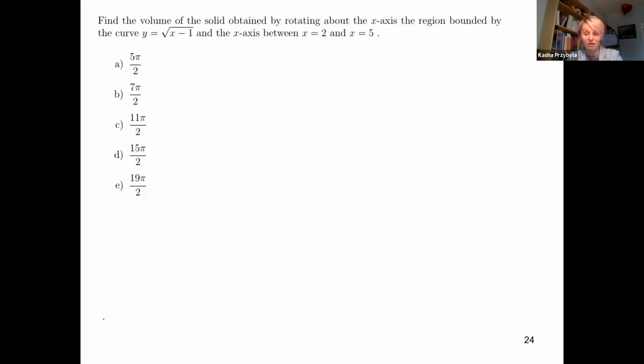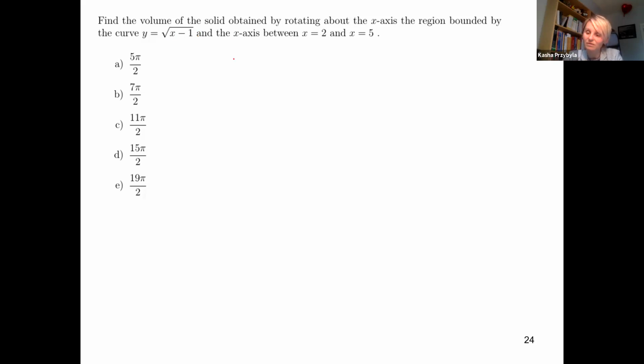Find the volume of the solid obtained by rotating about the x-axis the region bounded by the curve square root of x minus 1 and the x-axis between 2 and 5. Yes, only one question. I really try to pick the easiest applications, okay?